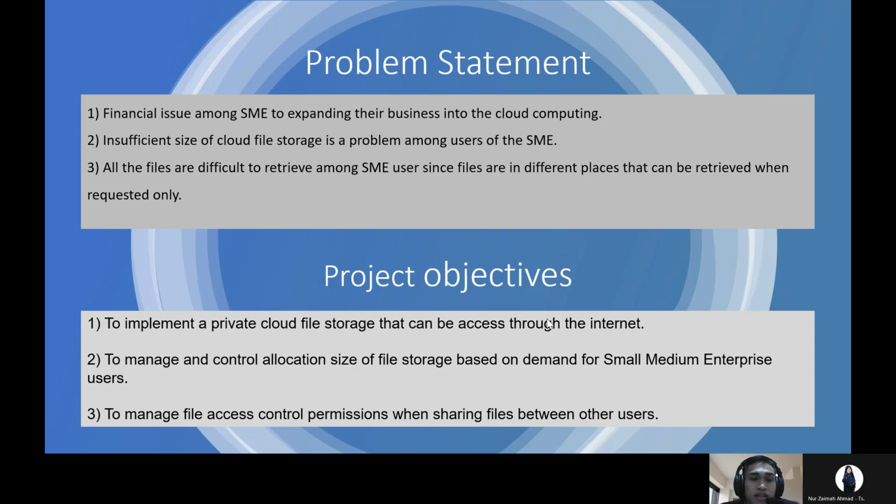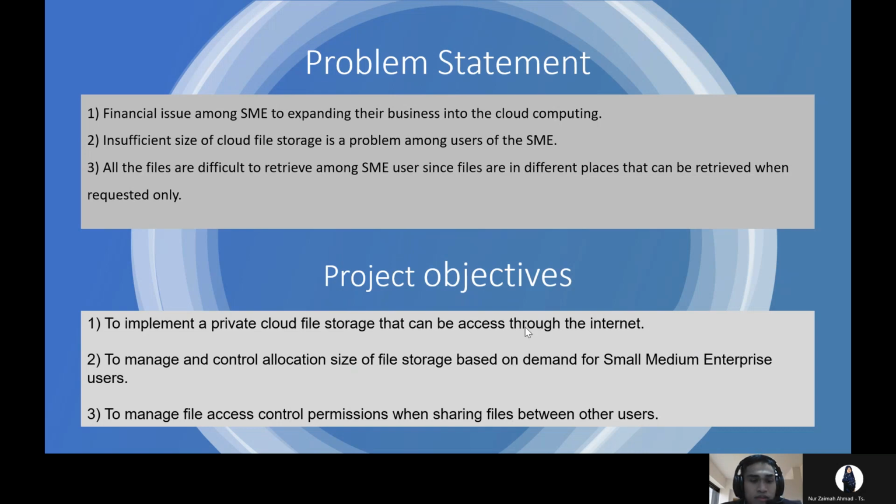The second objective is to manage and control the allocation size of file storage based on demand for SME users. According to Google Drive Business, users get more size but it is expensive and they waste their unused storage in the long term. According to HR at Kasim Academy, they have used Google Drive Business for about 3 to 4 years and subscribed to a terabyte. Until now, they have used only 300 gigabytes. From that we saw there is unused storage, and it is just wasted because it is not used.